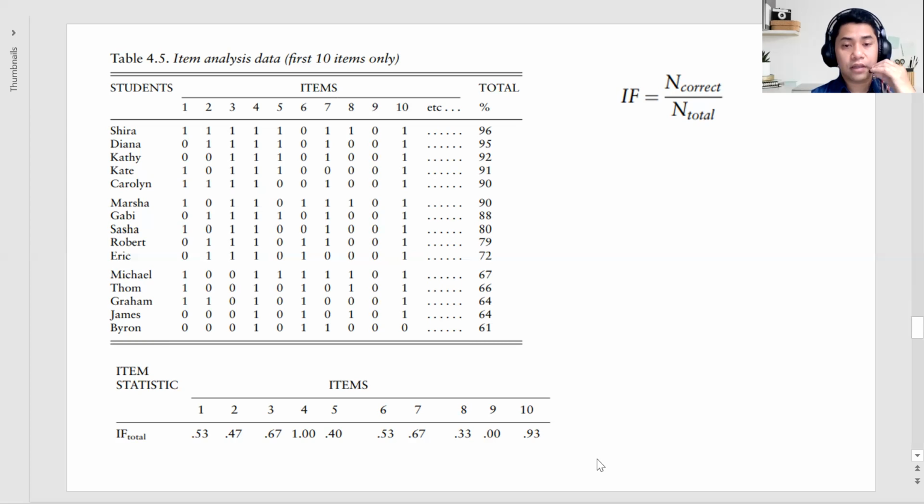Next, the example for question number 8. It's only 5 students who can answer it correctly. So it will be 5 divided by 15. So it's 0.33. It's 33%.